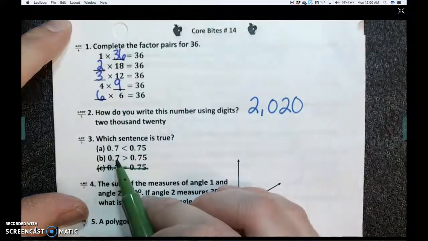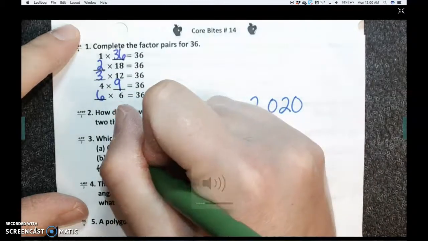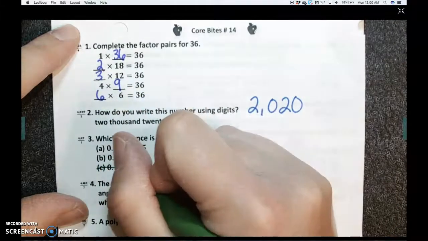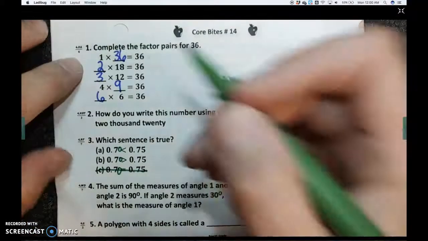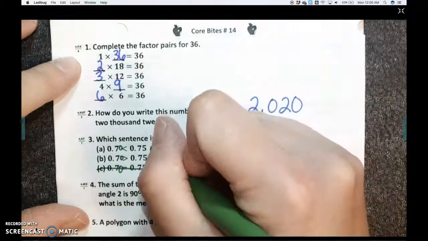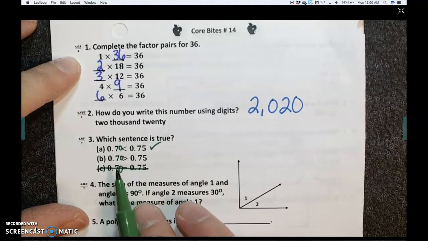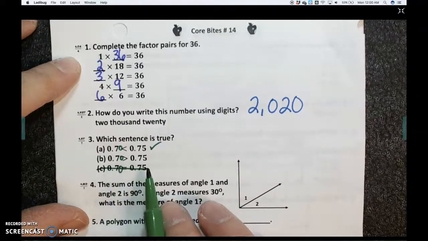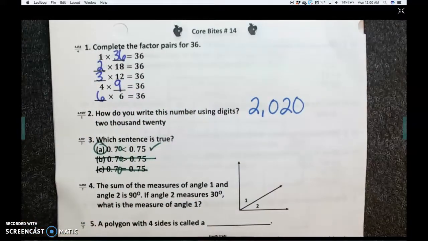So if you have quarters and you have 70 cents, because remember this place value would be 0 in all of those. So if you have 70 cents, that is less than 75 cents because then you would have 3 quarters. That one looks really good. This one would be incorrect because this number is smaller than this number. So your best answer would be A.